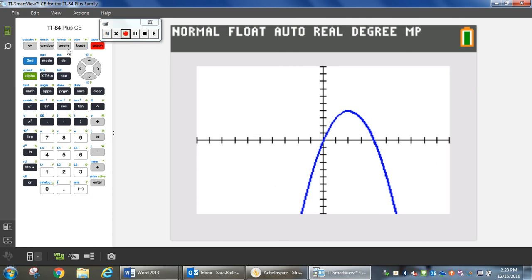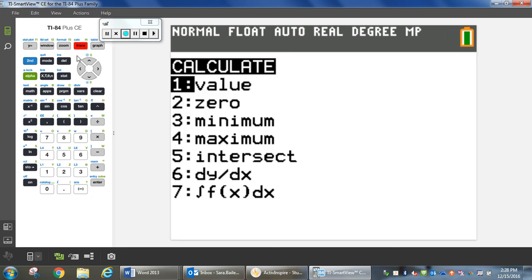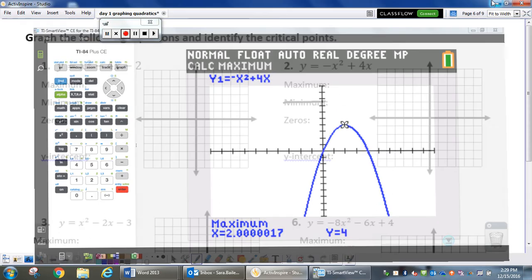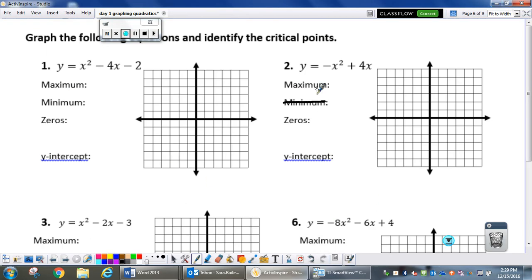So maximum, second calc, maximum. We're already to the left of it, so hit enter, scroll all the way over, and hit enter, enter. Okay, so you're going to round that to 2, 4. If you ever have a question with your round, please let me know. So our maximum will be 2, 4. So you want to graph that appropriately. 2, 4.